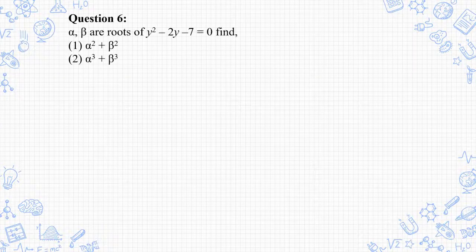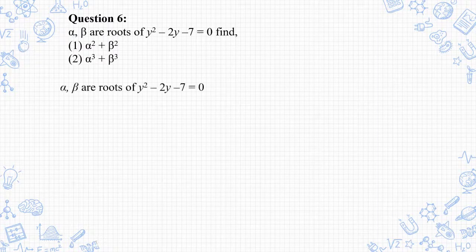Question number 6. Alpha and beta are the roots of y square minus 2y minus 7 equal to 0. And we have to find out alpha square plus beta square, and secondly alpha cube plus beta cube. So alpha beta are the roots of this quadratic equation, y square minus 2y minus 7 equal to 0. If we compare this, a will be 1, b will be minus 2 and c will be minus 7.